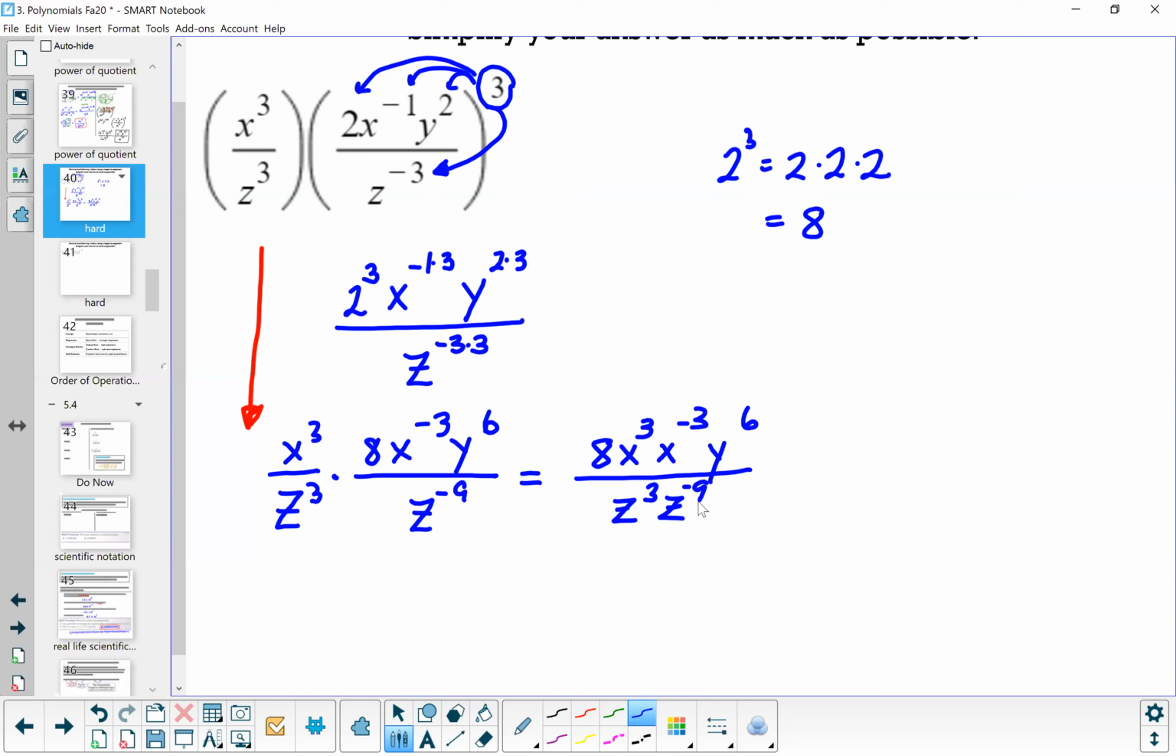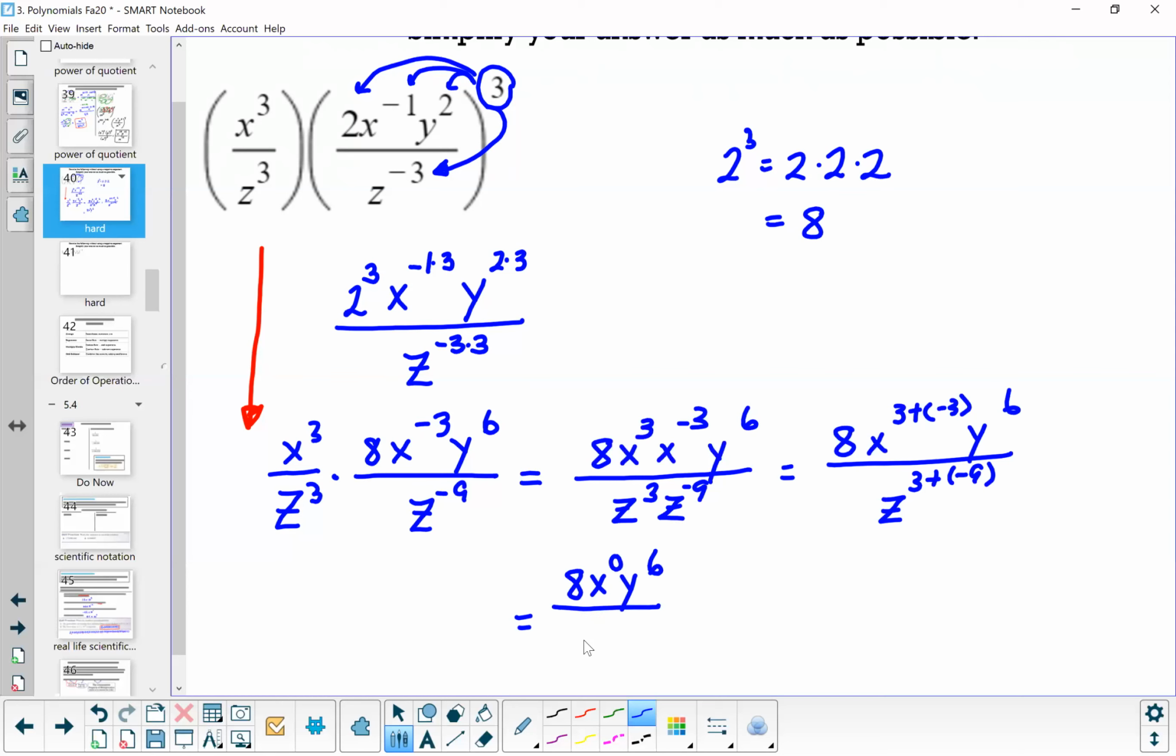And so now I can see here when we're multiplying, remember you want to add your exponents. So that means I have 8 and then x to the 3 plus the negative 3, y to the 6 over, in the denominator I have z to the 3 plus the negative 9. All right, so that leaves us with 8 x to the 0, y to the 6, divided by z to the negative 6.